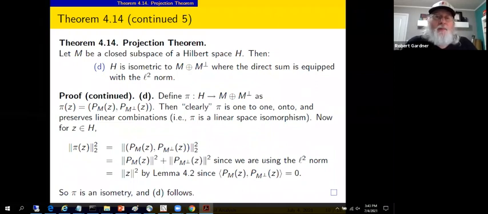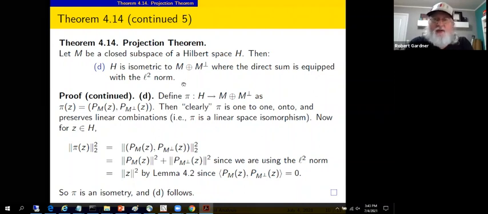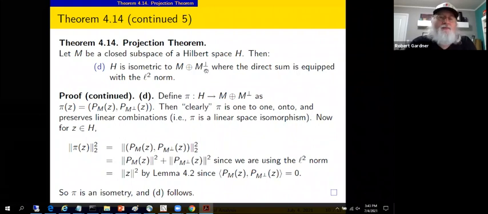There we go. Final part to this, part D. H is isometric to the direct sum of M and M perp, where the direct sum is equipped with the L2 norm. Okay. Direct sum, and this is going to produce ordered pairs, an element of M and an element of M perp. And hey, we just showed any vector in H can be written as a linear combination of a vector here in M and a vector there in M perp.